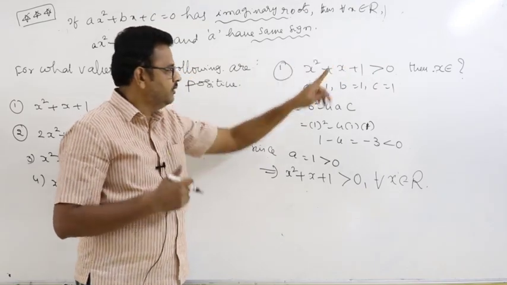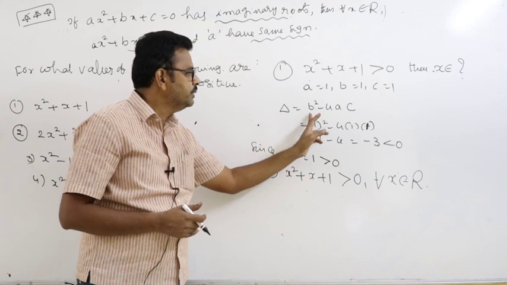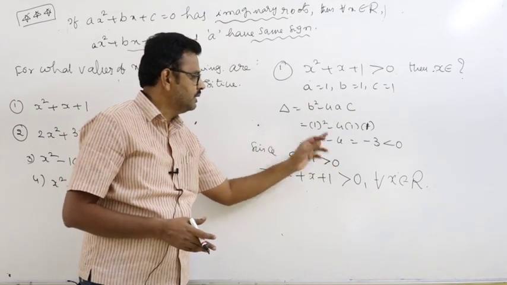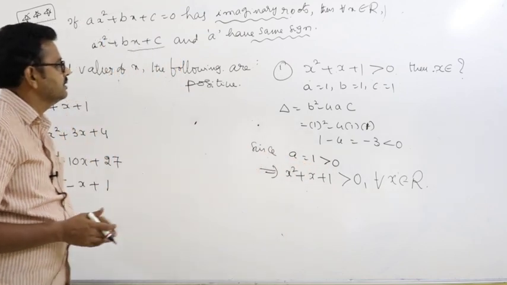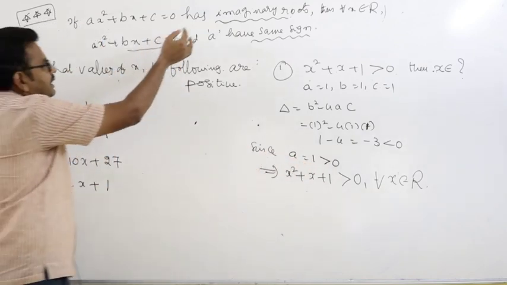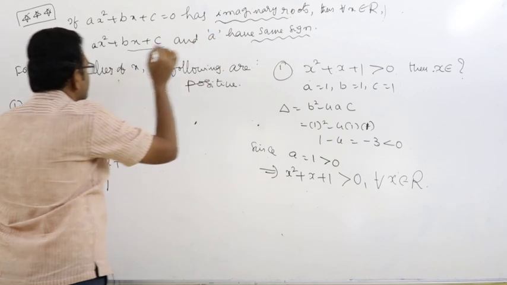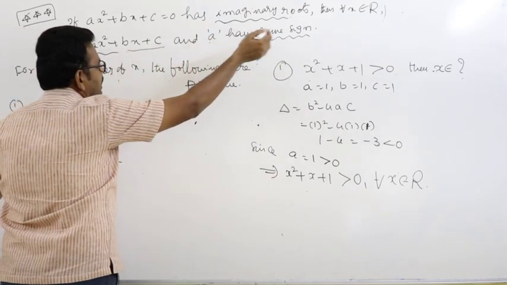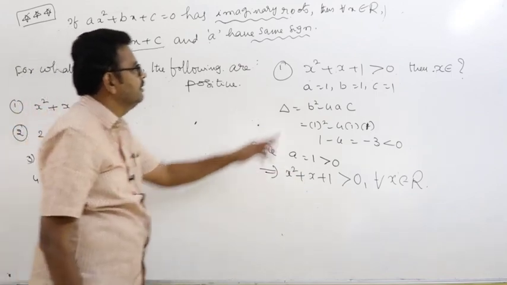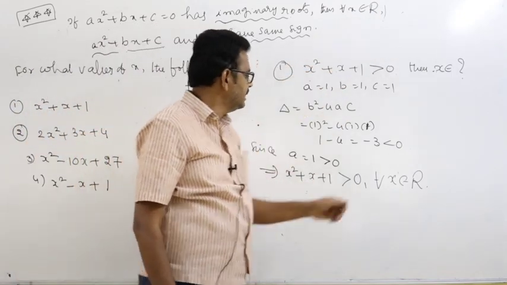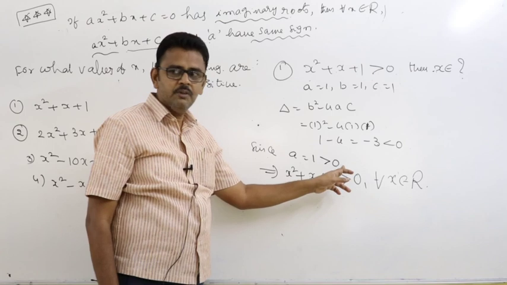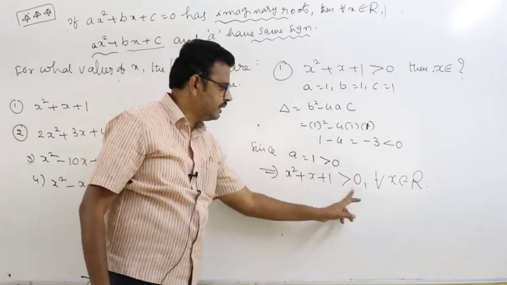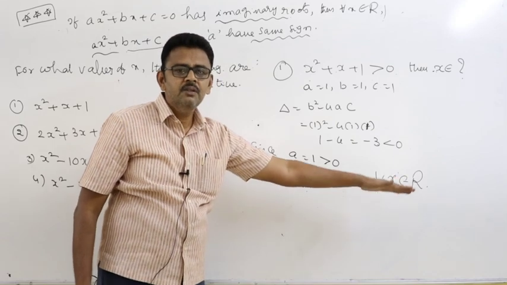That's why I am finding delta. Delta is b square minus 4ac. Delta less than 0. What is our conclusion? Conclusion: if delta is less than 0, then ax square plus bx plus c and a have the same sign for all real values of x. Clearly a is positive. A positive, therefore that means the expression is greater than 0 for every real value of x.